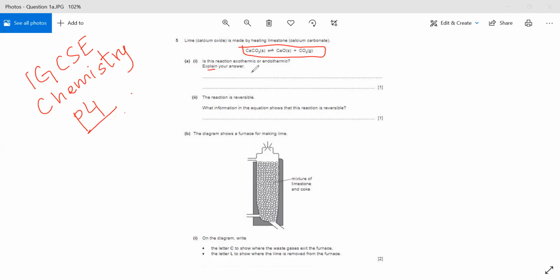It means just mentioning endo or exo won't get us the mark. So what is that? That is basically endothermic. Endothermic means heating is required. Endothermic, because heating is required for that. Heating is needed, heating is required.